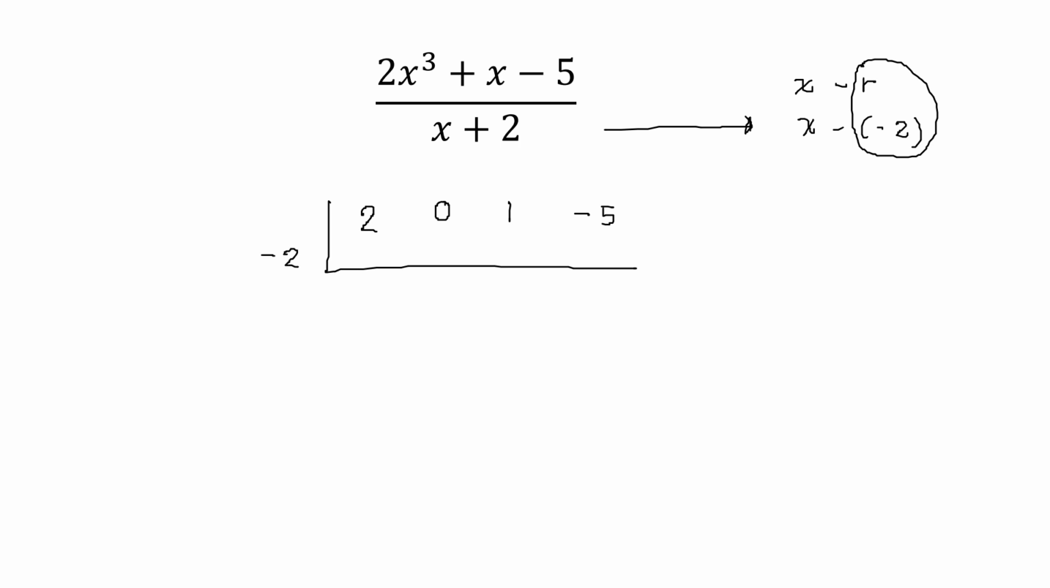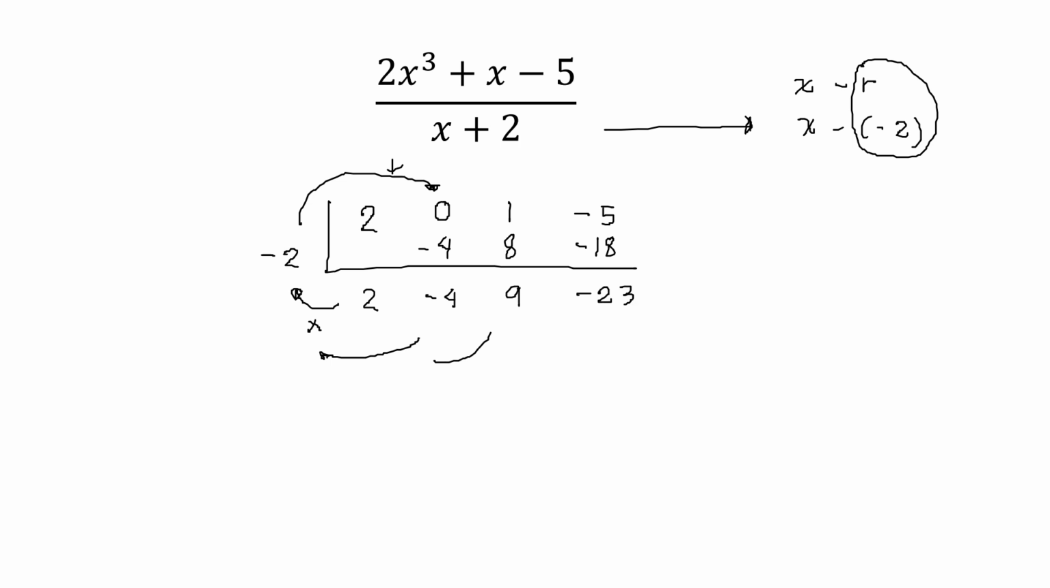Bring down 2. 2 times negative 2 is negative 4. Okay, multiply, then add: 0 plus negative 4 is negative 4. Multiply again, that's negative 4 times negative 2, that's positive 8, and add, so we have 9. Multiply again, 9 times negative 2 is negative 18, then add negative 5 plus negative 18 is negative 23.